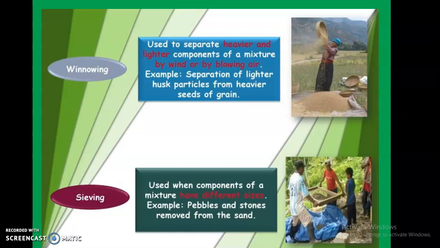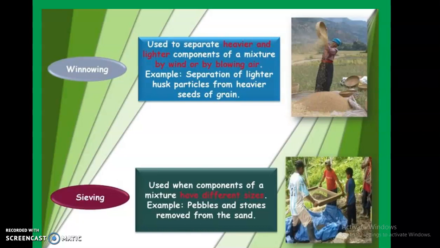Gravel is bajri. So it is used when components of a mixture have different sizes, for example pebbles and stones removed from the sand. So this method is used to separate components of a mixture which differ in particle size. Look at the following example. As you can see in the picture, a sieve is a kind of strainer with small holes attached to a wooden or iron frame, used to separate bran from the flour. The sieve allows fine flour particles to pass through while retaining the bran, which is larger in size.